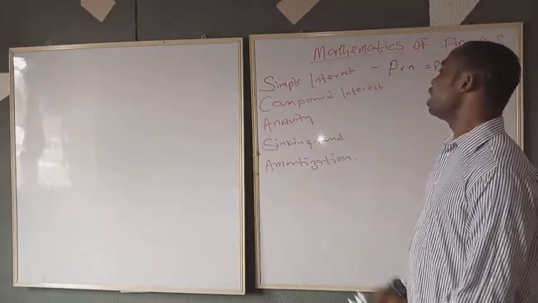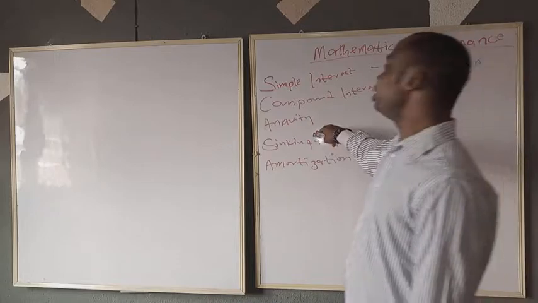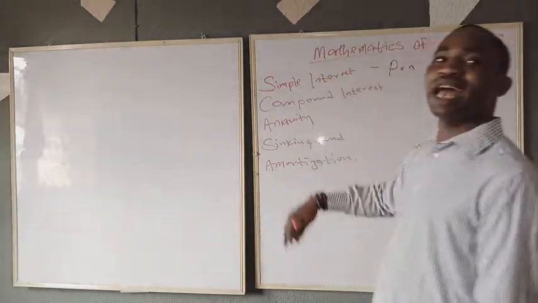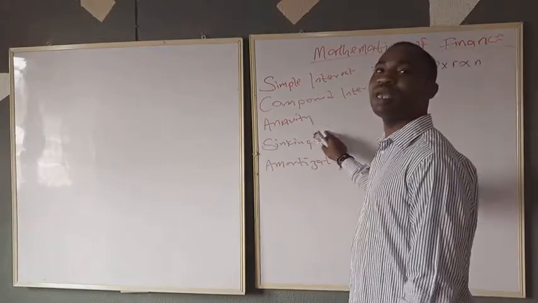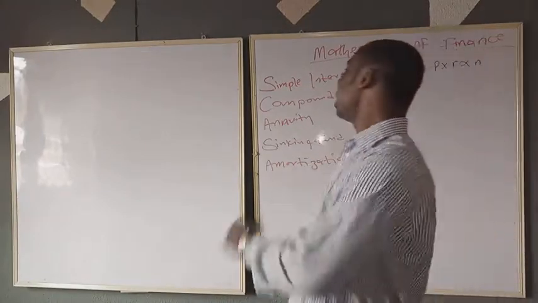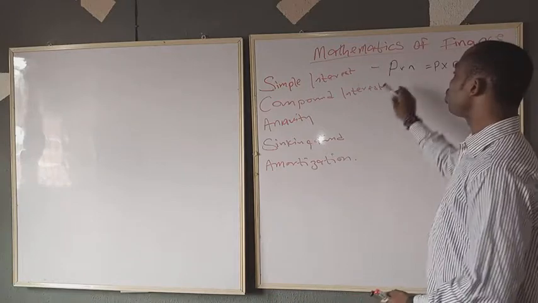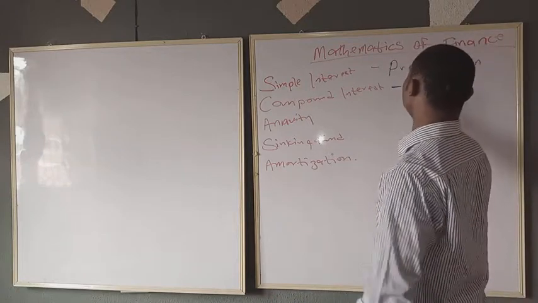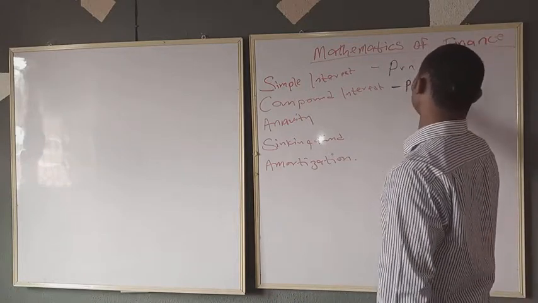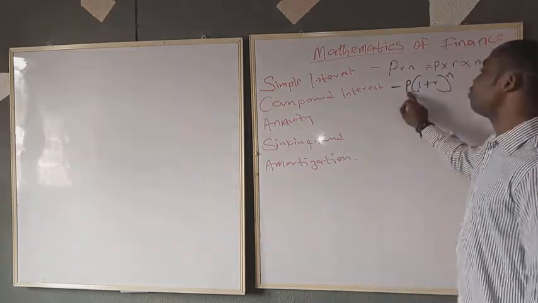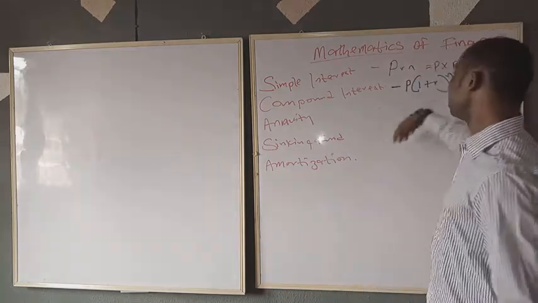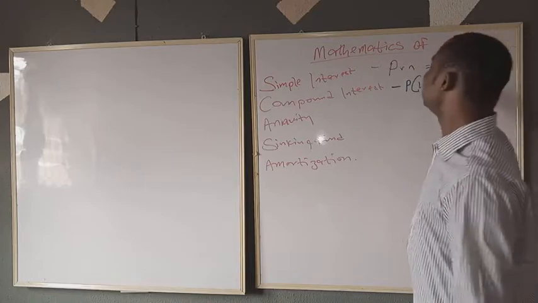Then when we say annuity, annuity is a series of equal payments made at the beginning of the period or at the end of the period. Series of equal payments made at the beginning of the period or at the end of the period. So for the compound interest, the formula is P(1 + R/N). We all know what the P stands for: principal, the amount that you want to invest. The R stands for the rate, and the N stands for the number of periods.